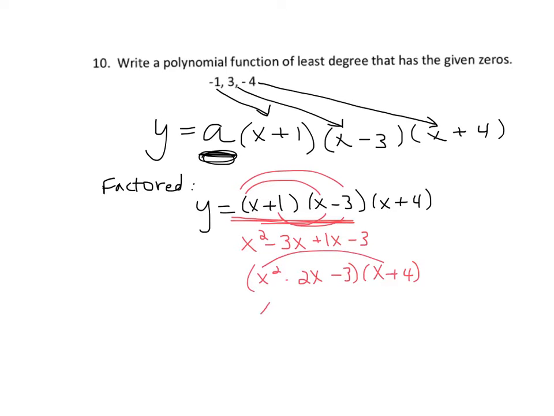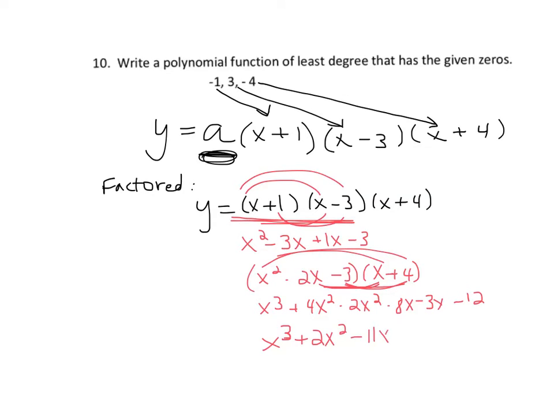x squared times x, x squared times 4, -2x times x, -2x times 4, -3 times x, and -3 times 4. And then once again add up our like terms. So y equals this, and that would be our standard form. So depending on what form you're asked to put it in, that's how you would do both.